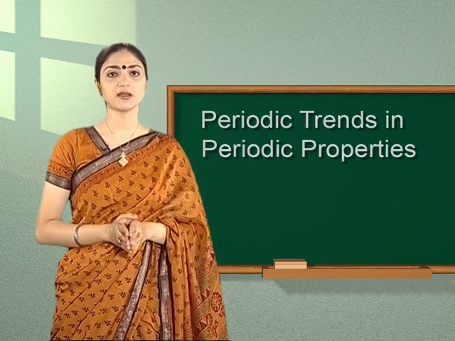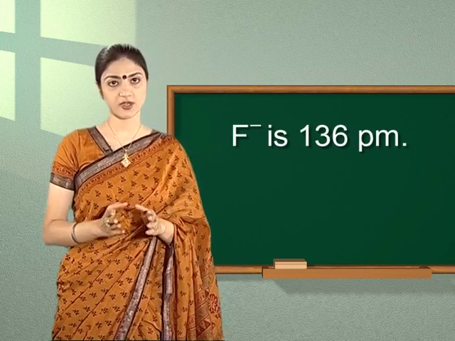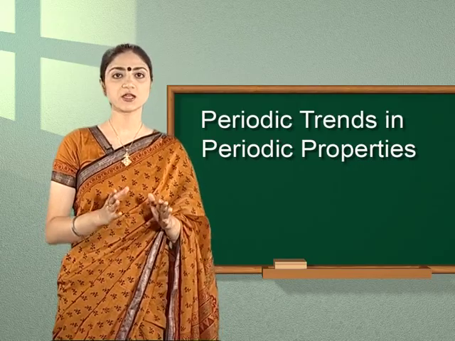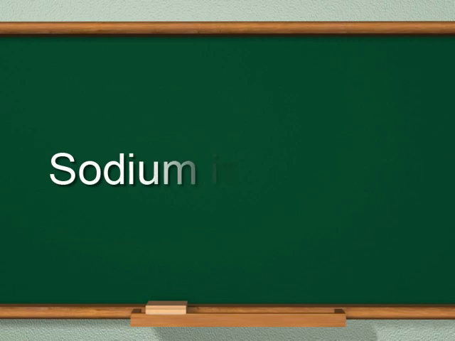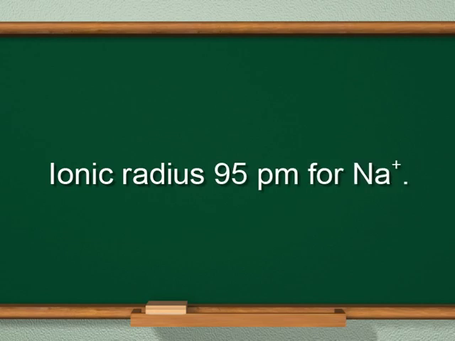For example, the ionic radius of fluoride ion is 136 picometer, whereas the atomic radius of fluorine is only 64 picometer. On the other hand, the atomic radius of sodium is 186 picometer compared to the ionic radius of 95 picometer for sodium ion.